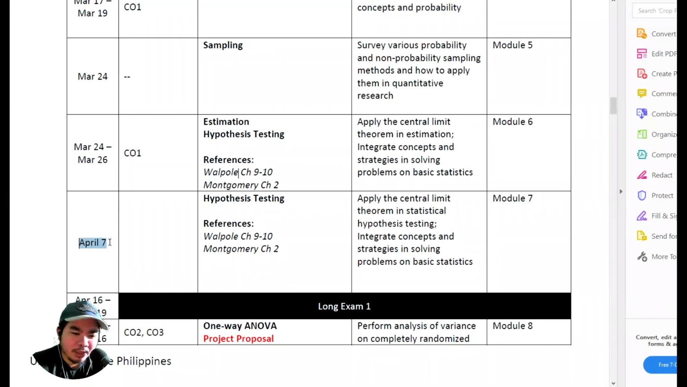Kaya pala I was thinking na masyadong mabilis nga yung pace natin, kung by now tapos na tayo sa hypothesis testing, when usually kung face to face this usually takes 3 weeks para matapos. So this makes much more sense na. Okay? Okay, let's continue on with confidence interval.